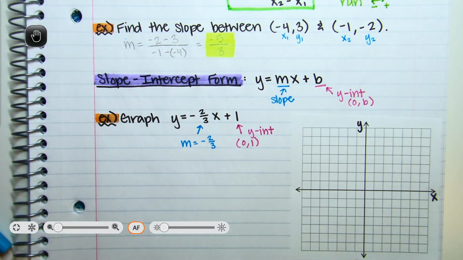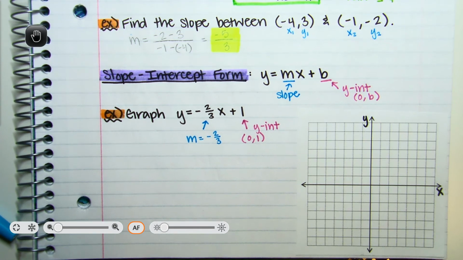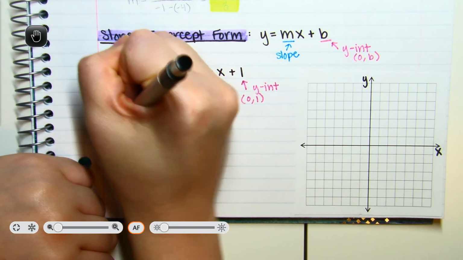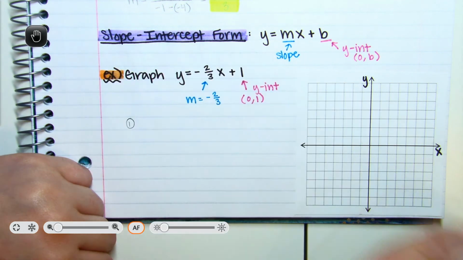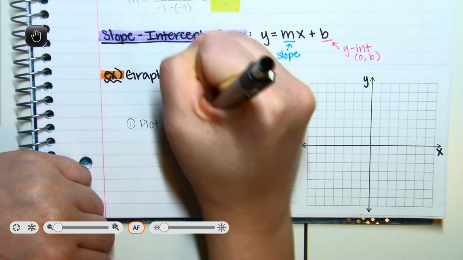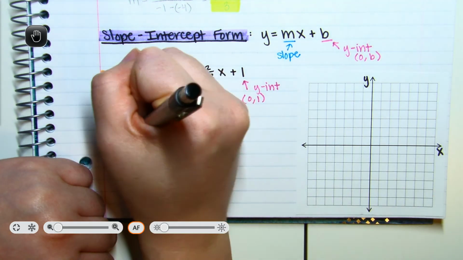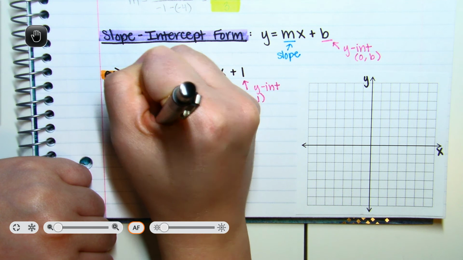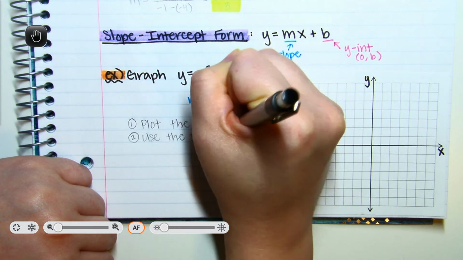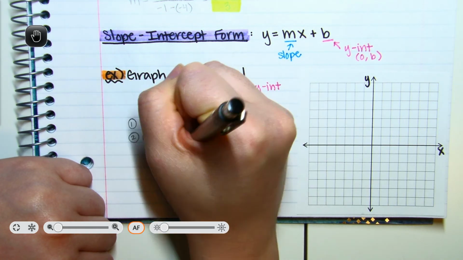So your process for graphing these is to, number one, plot the y-intercept. And then step 2 is to use the slope to get more points.